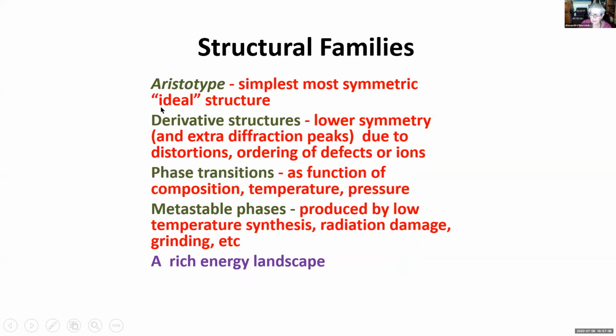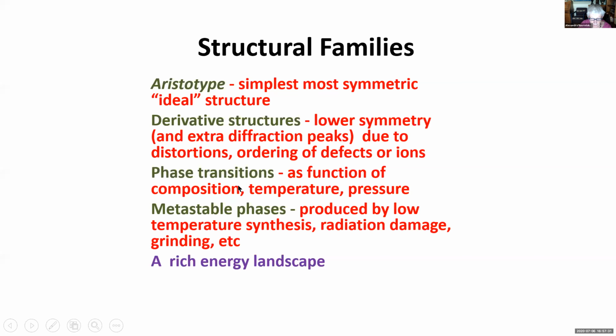So we have structural families based on the fluorite aristotype, the simple basic structure that ties them together. We have derivative structures which have lower symmetry generally, and essentially more diffraction peaks then because of the lower symmetry. And they are due to distortion and ordering of both cations and anions.